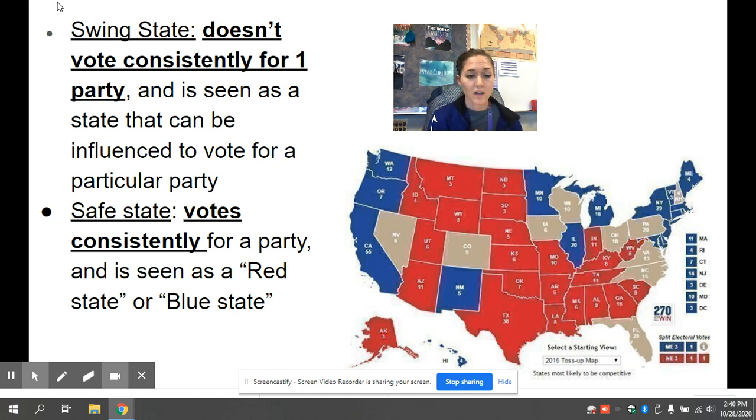If you ever hear a state called a red state, that means that they are one of these safe states that have voted Republican. If you ever hear a state called a blue state, that means that they are one of these safe states who have voted for the Democratic candidate in past elections. Sometimes you might hear of some states being called purple, and that means that they've had a mix. Those could be swing states.